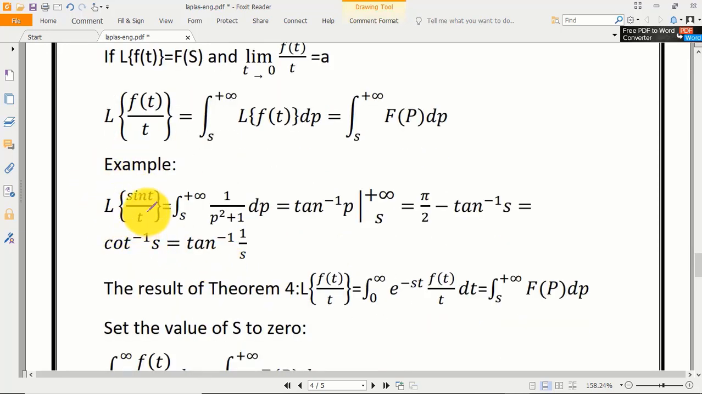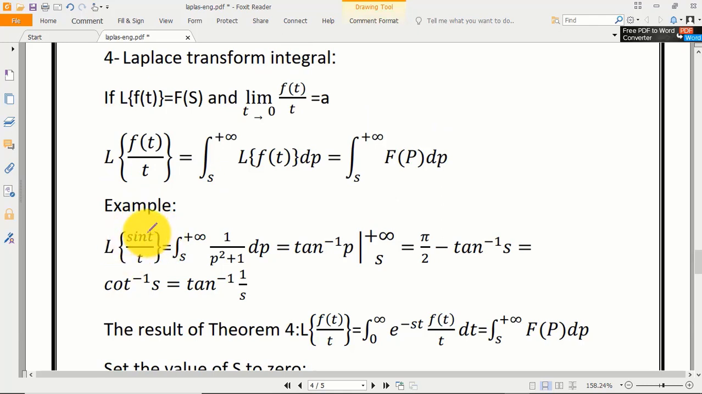Another example here, I want to take the Laplace of sin t over t. And according to the fourth theorem, initially I evaluate the Laplace of sin t, and it is 1 over p squared plus 1. And I will take the integral of the answer because of this t in the denominator from s to positive infinity. We assume that you memorized or looked at the famous integral formulas, so I ask you, what is the antiderivative of 1 over p squared plus 1? Here you see the answer is inverse tangent p.